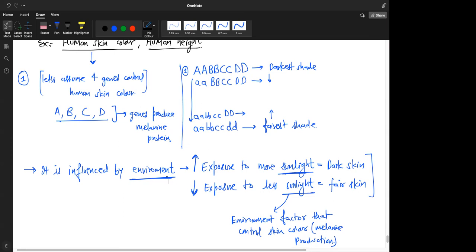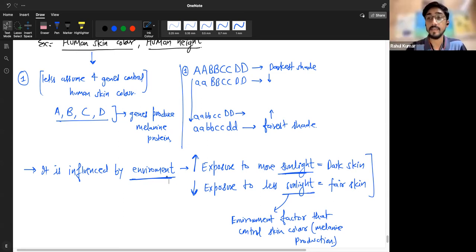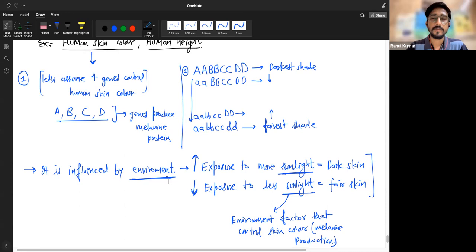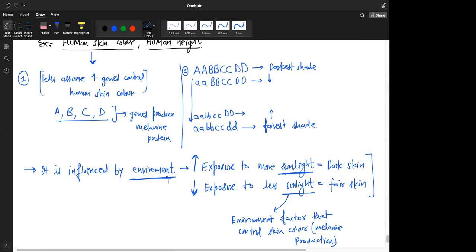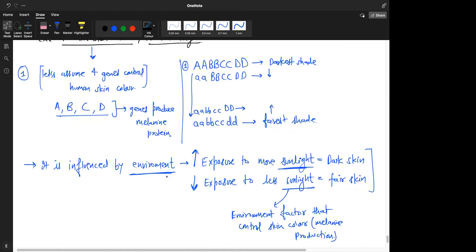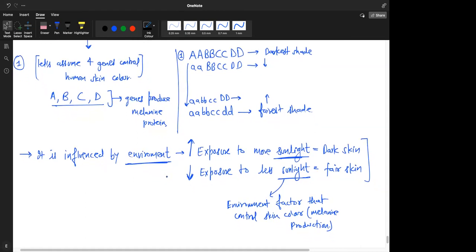Okay. And also exercise, hanging, gymnastics, that also affects height, right? Along with the genetics. So this is polygenic inheritance. Noted? Done? Shall I move forward? I have to write the last part. Yes, please.